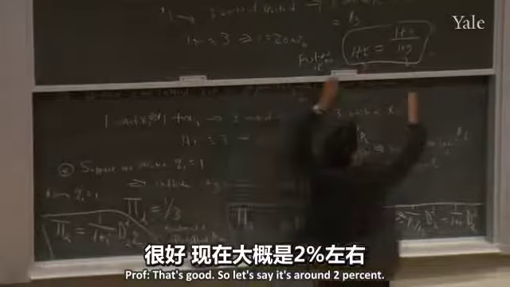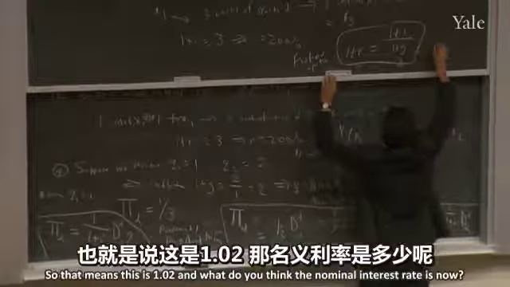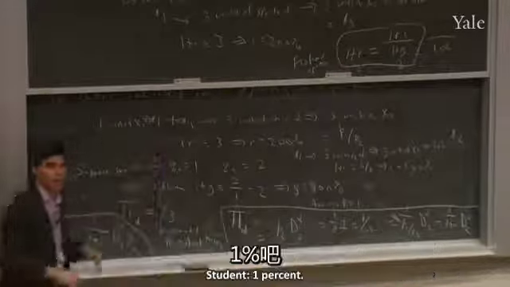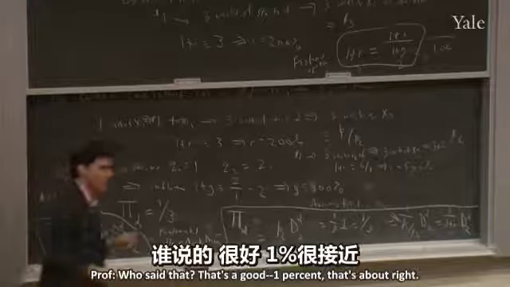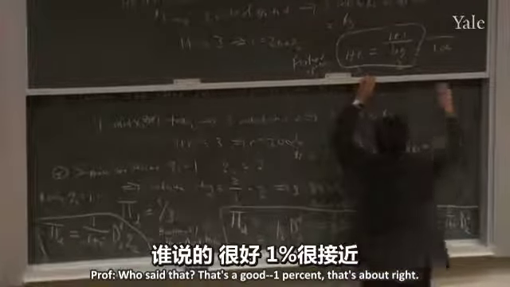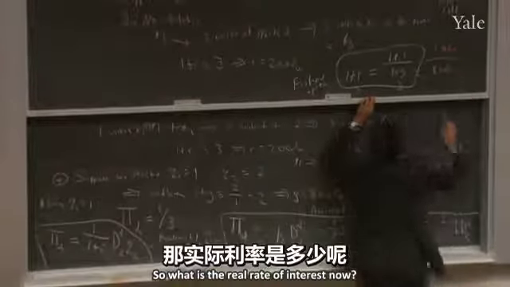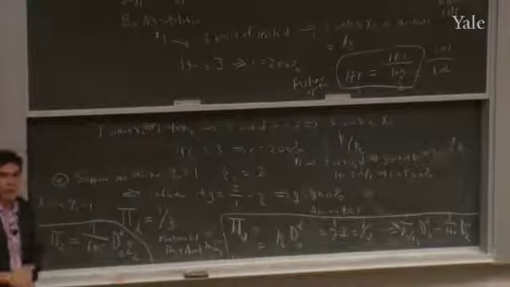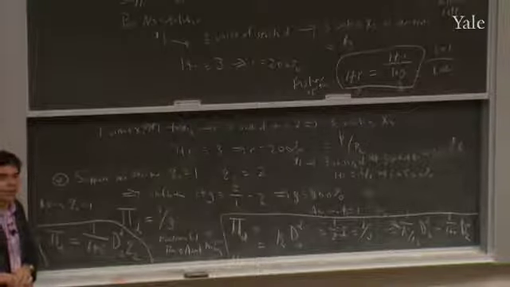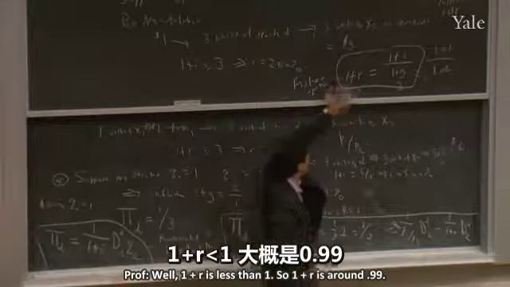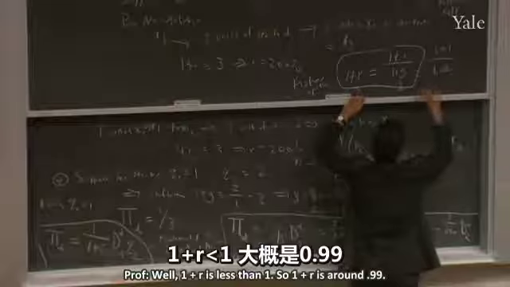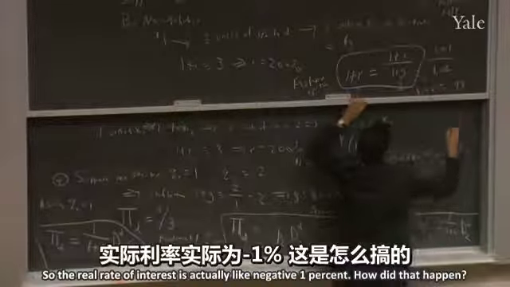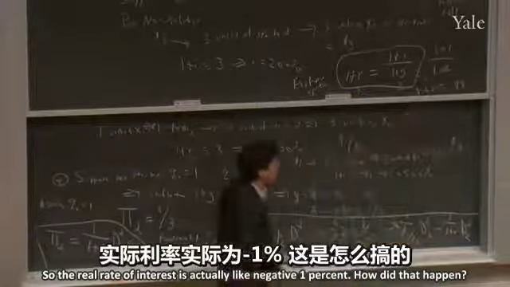So let's say it's around 2%. So that means this is 1.02. And what do you think the nominal interest rate is now? Who said that? That's a good 1%. Okay, that's about right. So what is the real rate of interest now? It's less than 1, 1 plus r is less than 1. So 1 plus r is around 0.99. So the real rate of interest is actually like negative 1%.